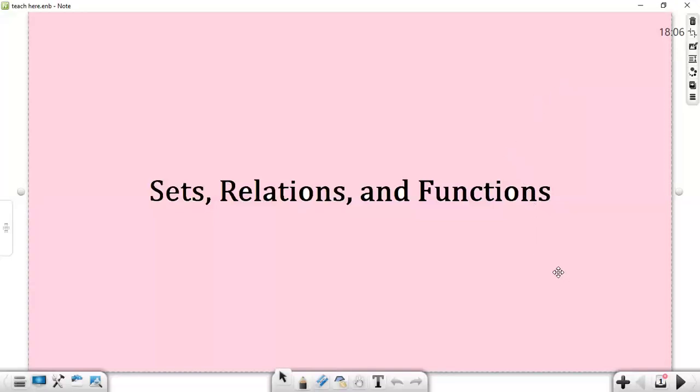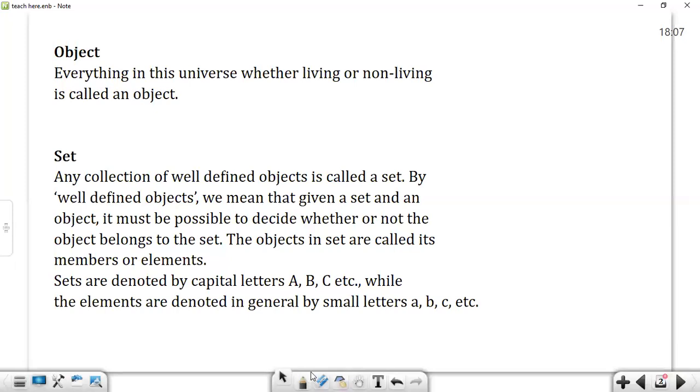Okay, so let's discuss the set, relation, function chapter. It's an important and easy chapter. Important why? Because it's easy and its questions are also asked. So why leave this? First of all, let's discuss about object.